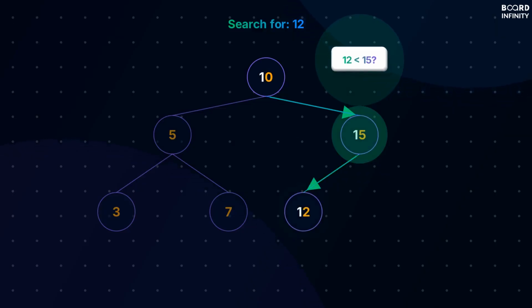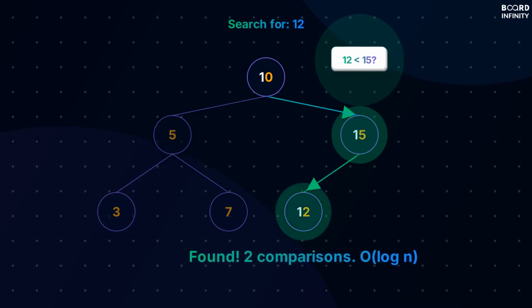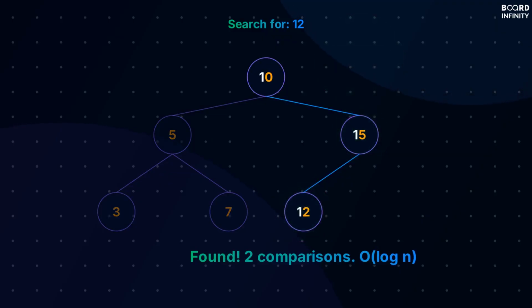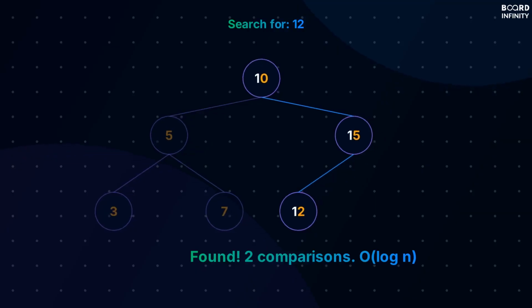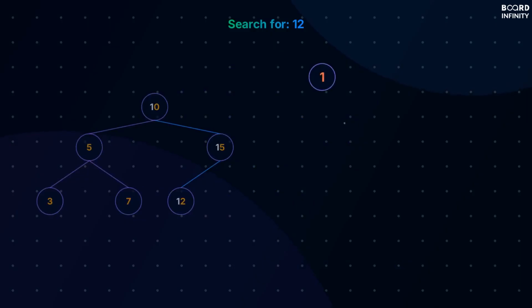This search took only 2 comparisons to locate the value, illustrating the efficiency of a BST in finding data quickly. This is considered logarithmic time complexity, or O of log n. But here's a critical trade-off that impacts performance.